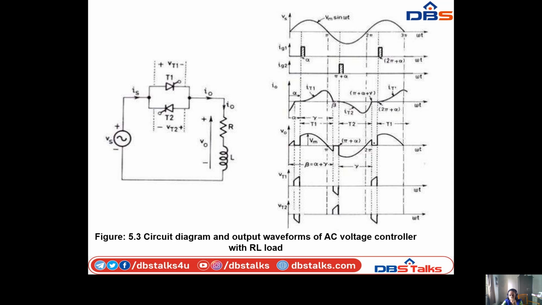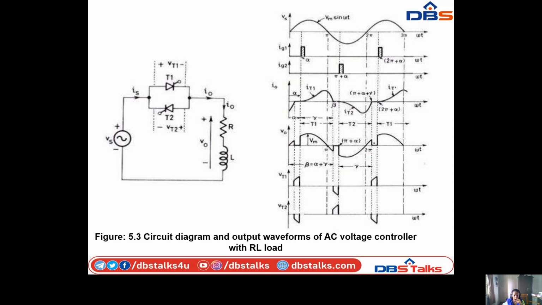The source voltage will be a single phase AC voltage. We have to draw the single phase AC voltage and the trigger pulses Ig1 and Ig2. Ig1 is for thyristor T1 and will be triggered at an angle of alpha. The trigger pulse for thyristor T2, Ig2, will be triggered at an angle of pi plus alpha.